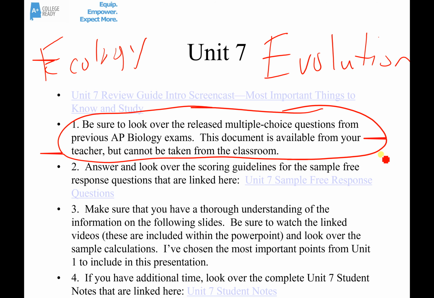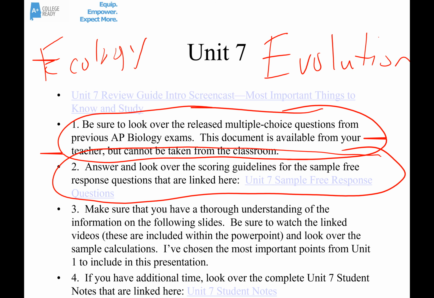After looking over the multiple choice, the next most important thing is to go through some sample free response questions. I've linked up 4 or 5 right here. Make sure that you answer those questions, and then you use the scoring guidelines, which are also included in the link document, to grade your own paper and figure out what you know and what you don't know.